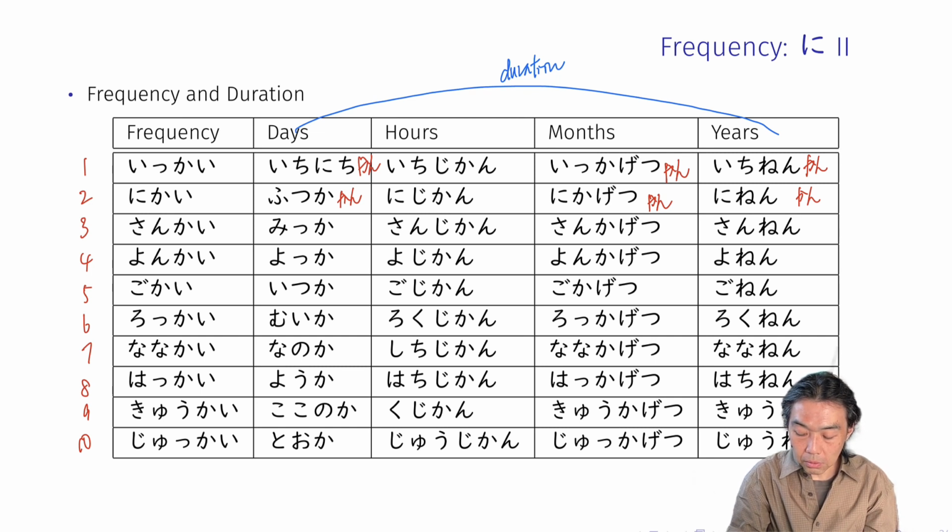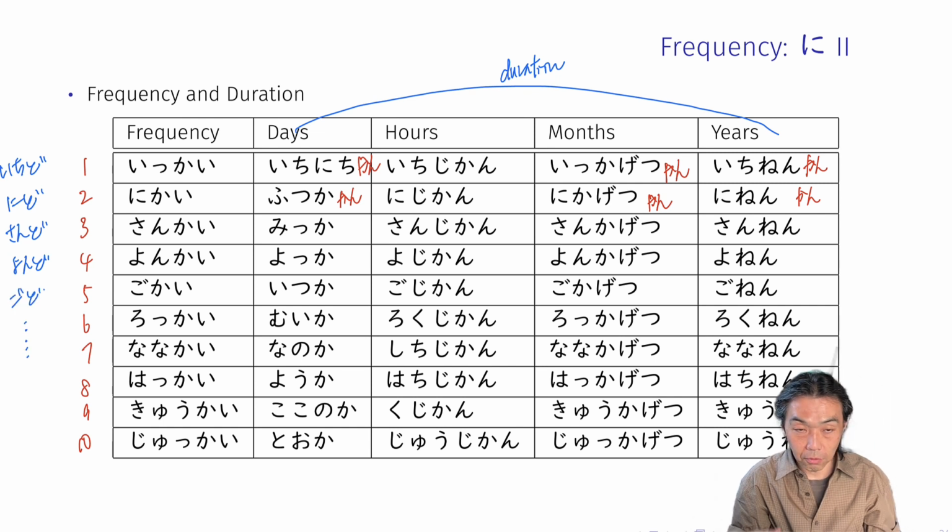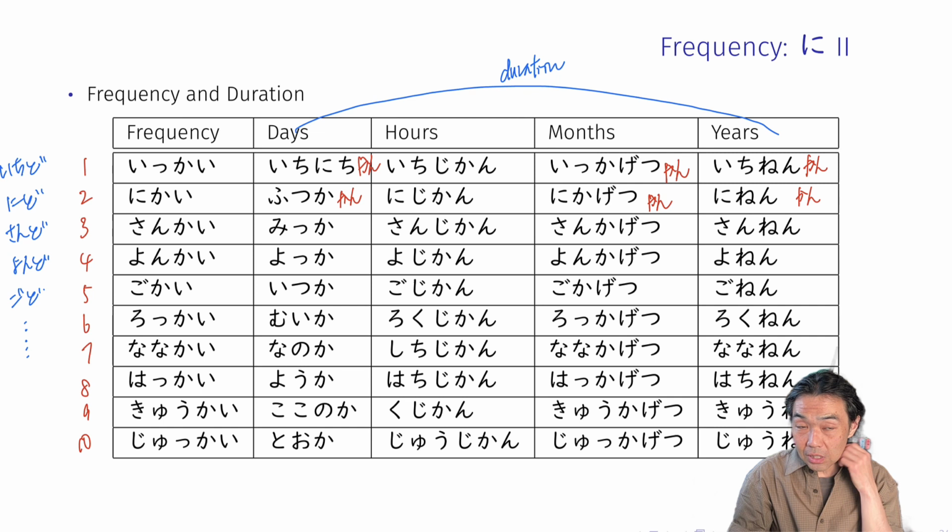Okay. There is also a different expression to talk about frequency, which is 度. Instead of 1回, we can say 1度, 2度, 3度, 4度, 5度, and it follows the pattern like 6度, 7度. So this is also very similar to English. English does have 2 different ways to say frequency.